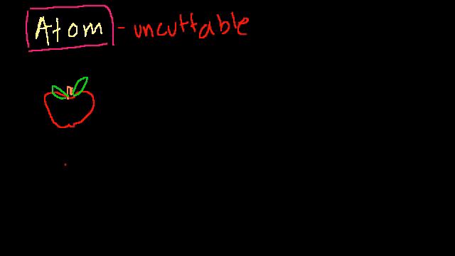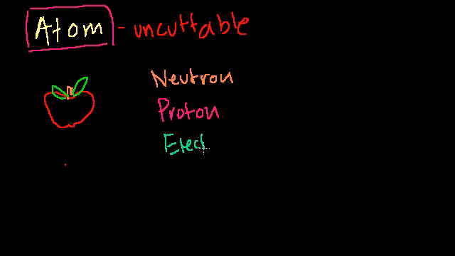And let me write them. So we have the neutron, and I'll draw in a second how they all fit together in the structure of an atom. We have a neutron, a proton, and we have electrons. And you might already be familiar with this.